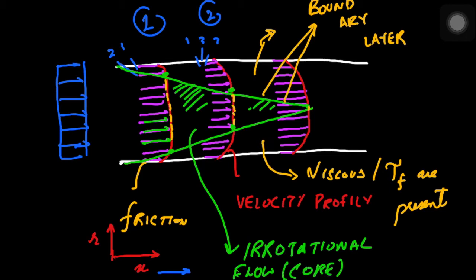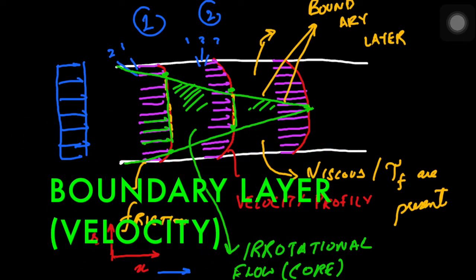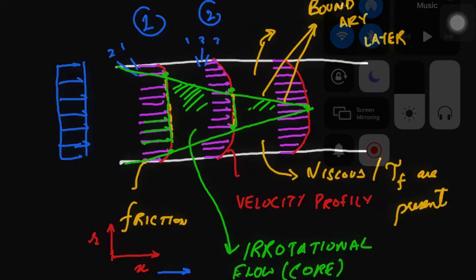So remember, whenever a fluid enters a pipe, there is basically a development of the boundary layer. Within the boundary layer, the viscous effects, the friction effects, or the shear effects of the pipe are present, and above the boundary layer, the flow does not have any viscous effects, and this is called irrotational flow. Frictional effects are negligible, and the velocity remains the same. So you can see the velocity profile is the same. So this is all about the velocity boundary layer.